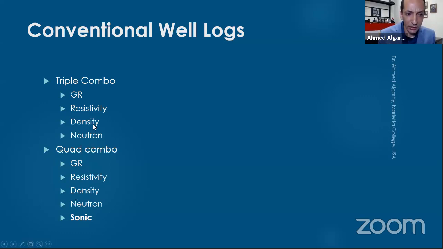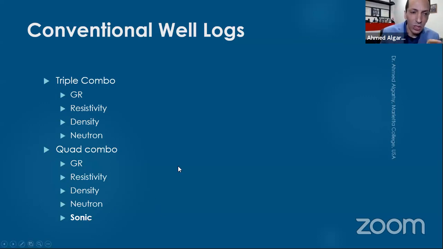Simply because the density and neutron, both of them are measuring the same thing, which is porosity. So porosity is 1, resistivity is 2, gamma ray is 3. This is why we call them triple. If you add sonic to them, using dipole sonic, for example, the sonic wave, we call it quad combo. Quad means 4, but if you count them, you will see 5 things. Okay, why? The same reason, because the density and neutron, both of them are measuring the porosity.